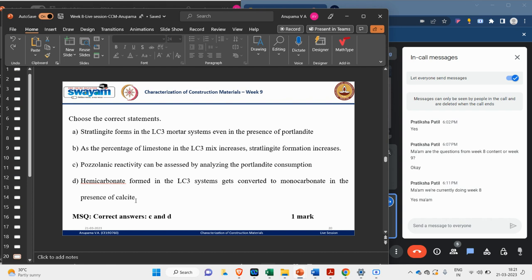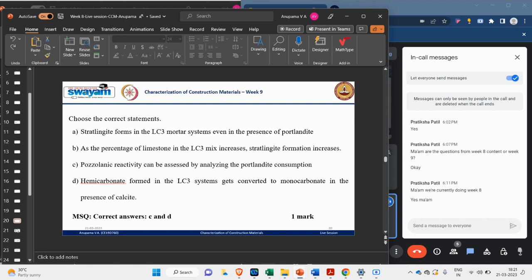So, in the presence of calcite, more carbonates are present. So, hemicarbonate can easily convert to monocarbonate. So the correct options are option C and option D. Let's move to the next question.